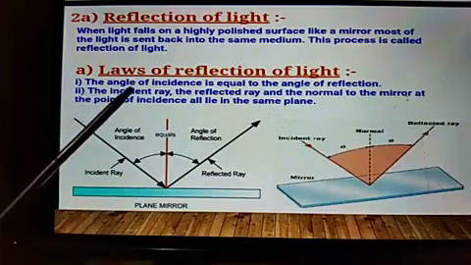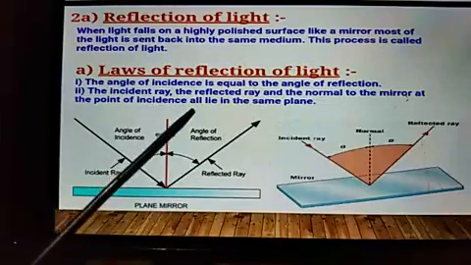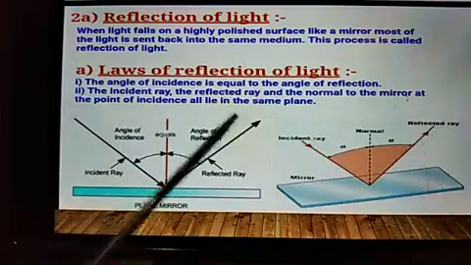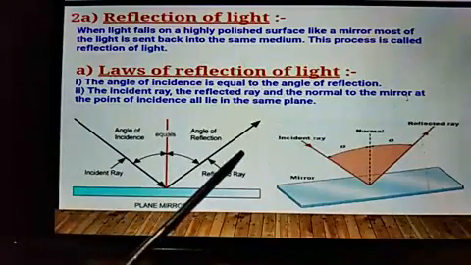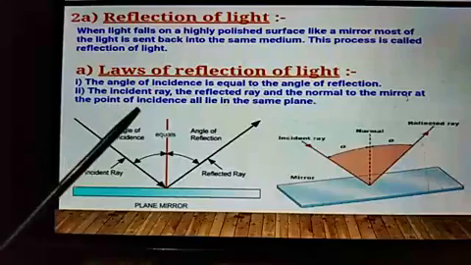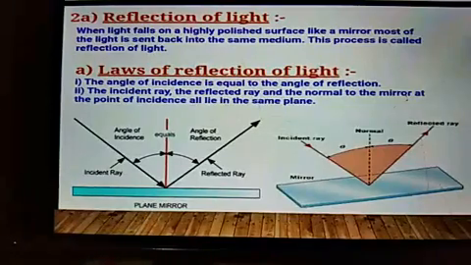The next law states that the incident ray, the reflected ray and the normal to the mirror at the point of incidence all lie in the same plane. That is, these three, the incident ray, normal and the reflected ray, all lie in the same plane on the same side of the mirror, and all three of them strike the mirror at the point of incidence.